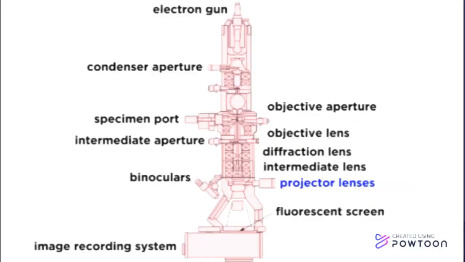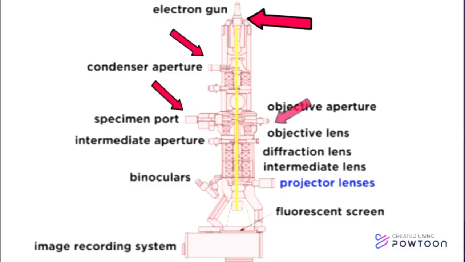So when the TEM is in use, the first thing that happens is the electron gun produces the electron beam, and then the beam goes through the first electromagnetic lens, which is the condenser lens, and then it passes through the specimen at the specimen port, and from there it goes through the second lens, which is the objective lens, and then it goes through a projector lens that projects the electron beam onto a fluorescent screen, and then the image is formed on the screen and captured by the camera under the fluorescent screen.